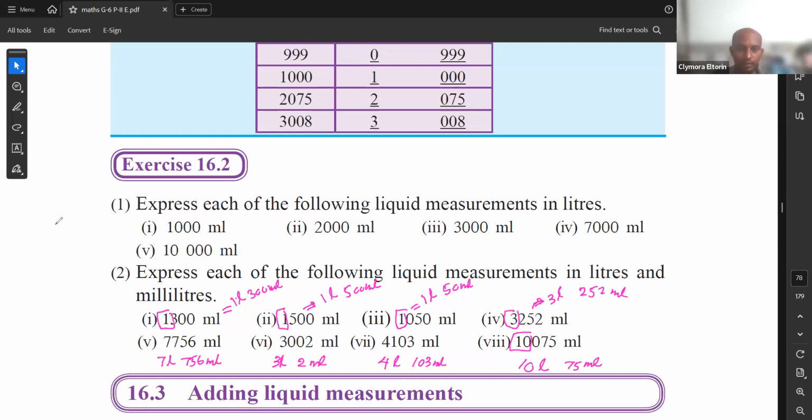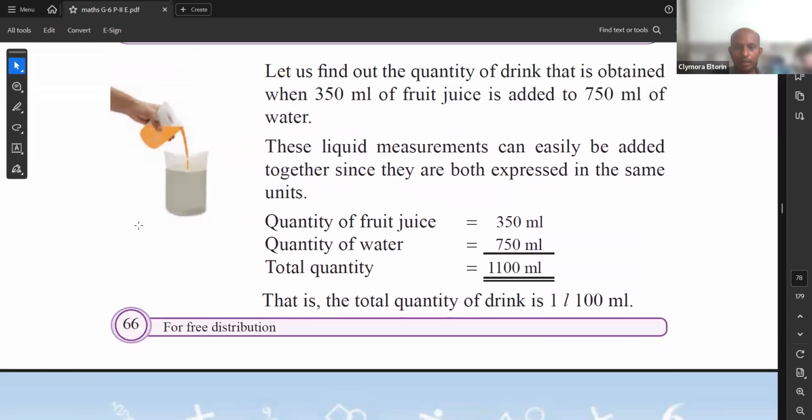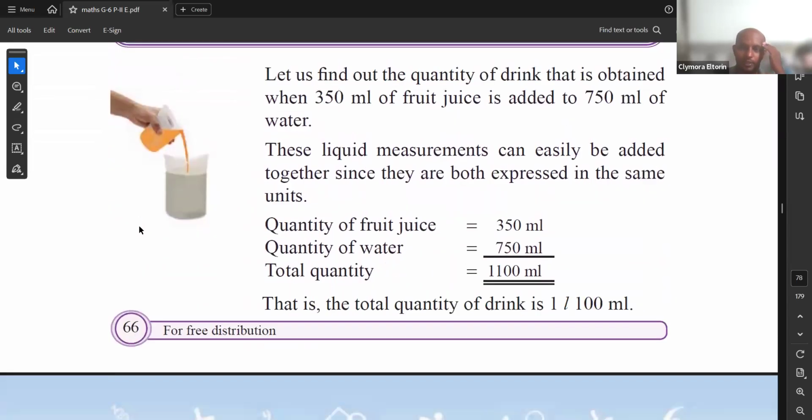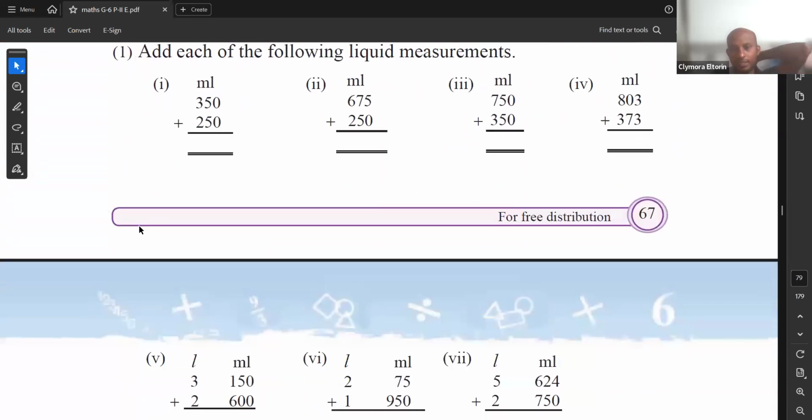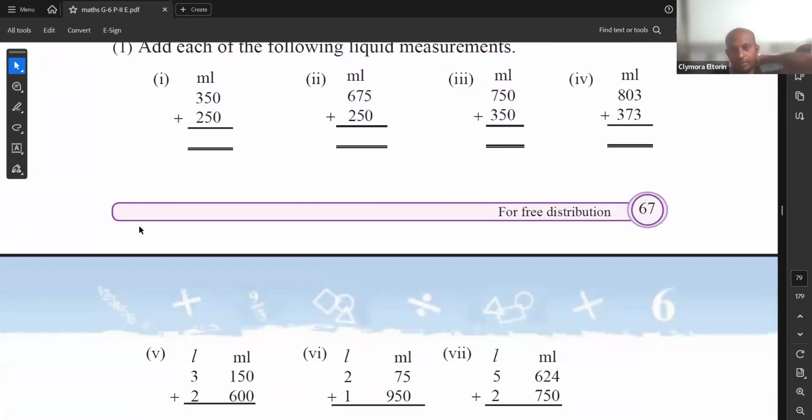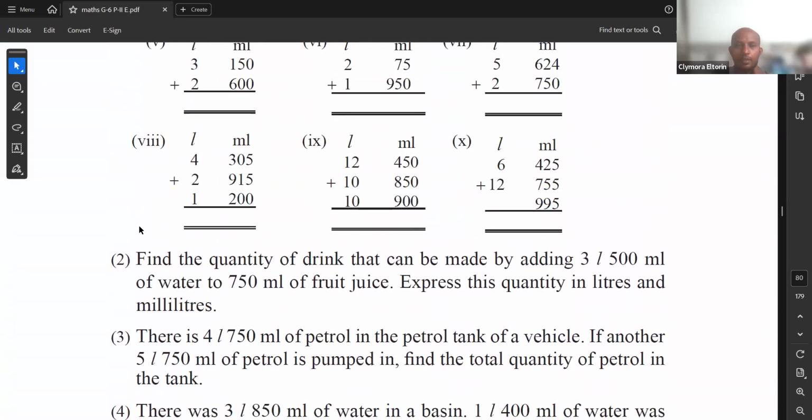You should try these videos by yourself first. Okay, I'm going to do this. If you're still doing this one, you can stop the video and do it. But I'm going to do this now. Then we have to do the addition and subtraction of liquid measurements. I thought to do this later. I'll do it in the next session.